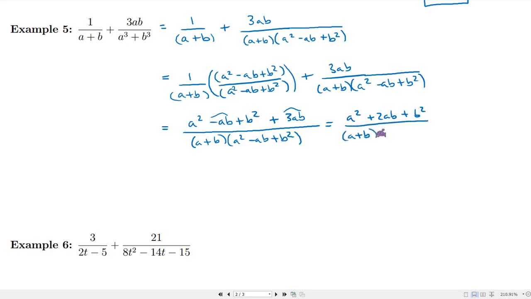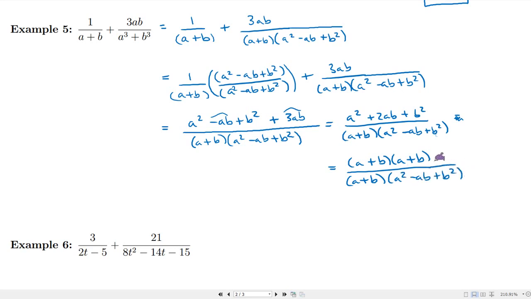And leaving the denominator alone, there's no reason to expand the denominator at this point. But the numerator definitely factors, right? The numerator is a plus b times a plus b: a squared, ab twice to give us a 2ab, and then plus b squared, divided by a squared minus ab plus b squared. And we reduce one of the a plus b's, and we're left with a plus b divided by this trinomial that's not going to factor. And that is our answer.